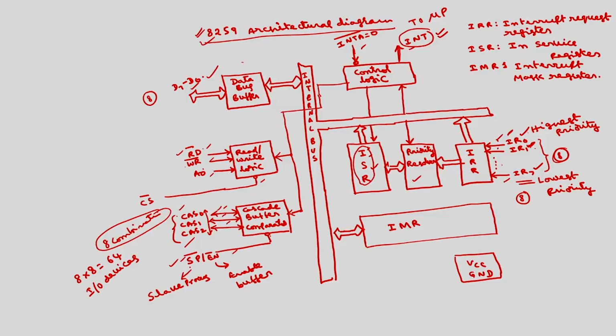Similar to the 8254 and 8255, here also we have some control registers. By programming the control registers, we can control the operations between the 8259 and 8086. The details of the control registers and how they can be programmed to service the IO requests we will discuss in the next lecture.